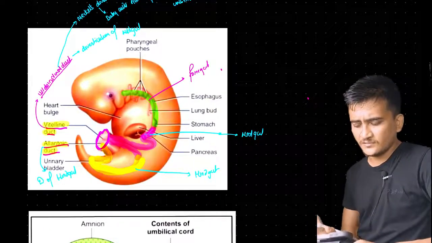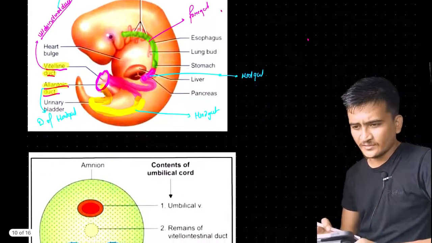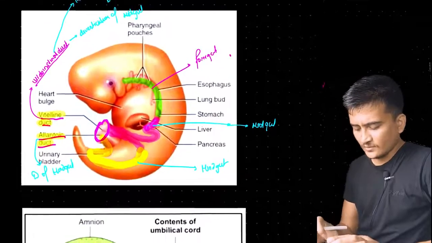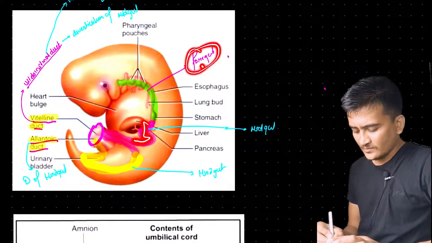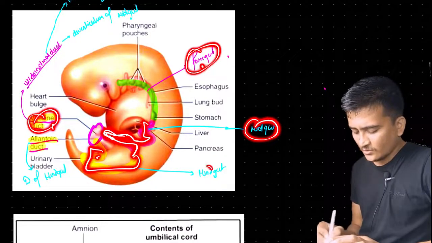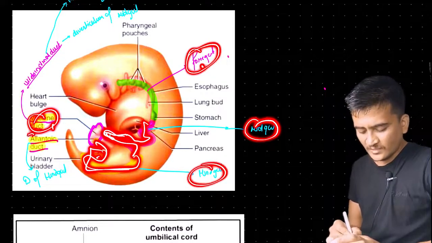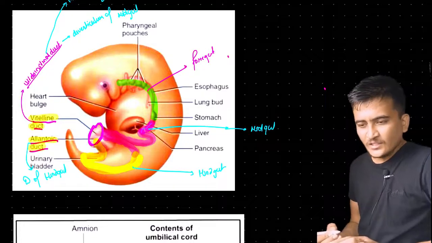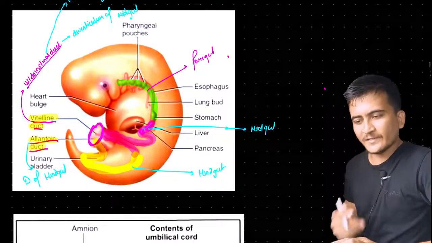Okay, let us revise this diagram. This is the foregut. This is the midgut, right? The midgut diverticulum, what is this? Vitelline duct. And this is the hindgut, right? The hindgut diverticulum is our allantoic duct, right? Now, what is this structure? Umbilical cord. So, that's all.